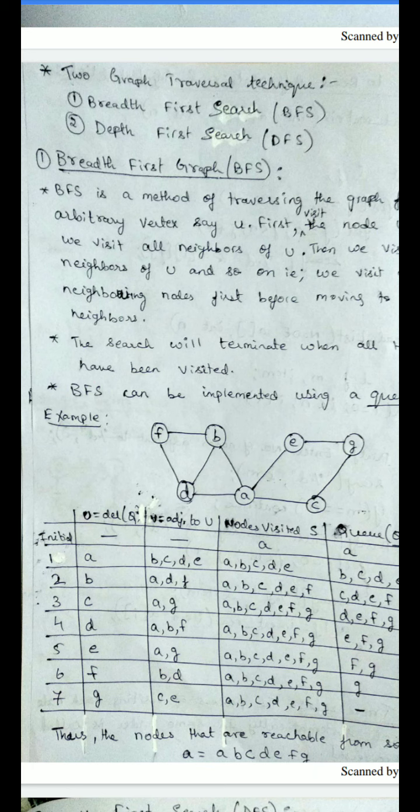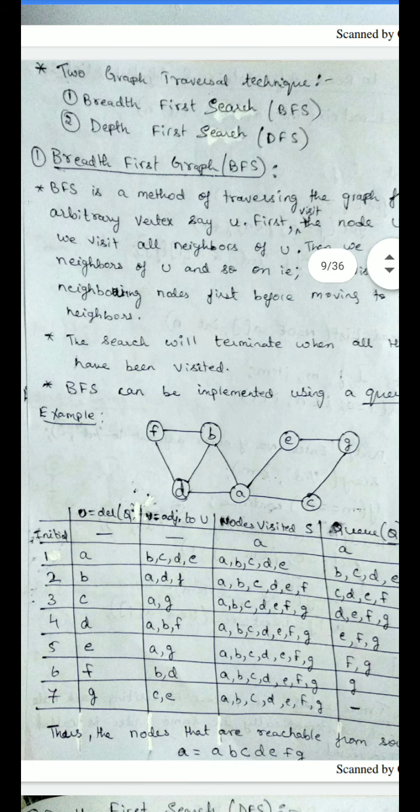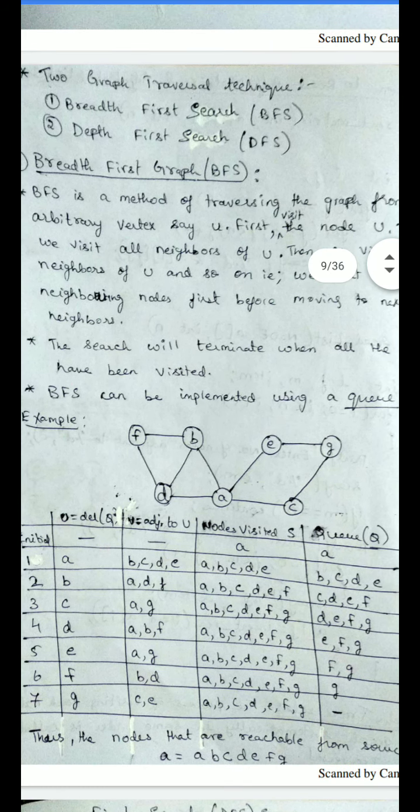Next, we'll take this queue value as C. From C, the adjacent nodes are A and G. Okay, next visited node is G. Next, remaining elements in the queue are D, E, F. Next we'll take D as the element. Neighboring nodes of D are A, B and F.